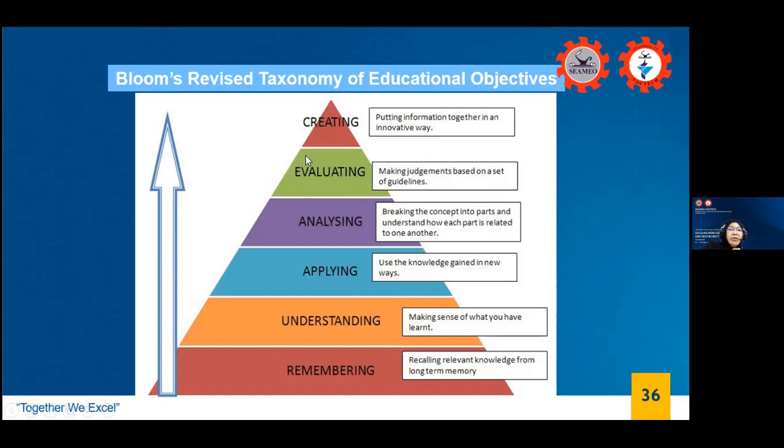And once they are able to do that, then they can create, meaning as a result of their evaluating, they are able to put the new information that they have gained together into something different, something innovative, and something purposeful. If your student is able to reach this level, that means you have been really effective. Class, is this very clear?